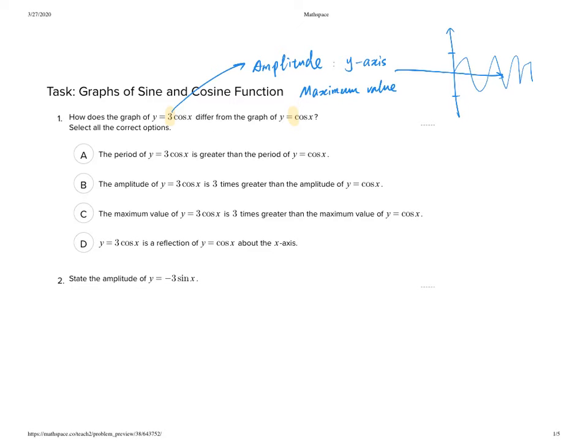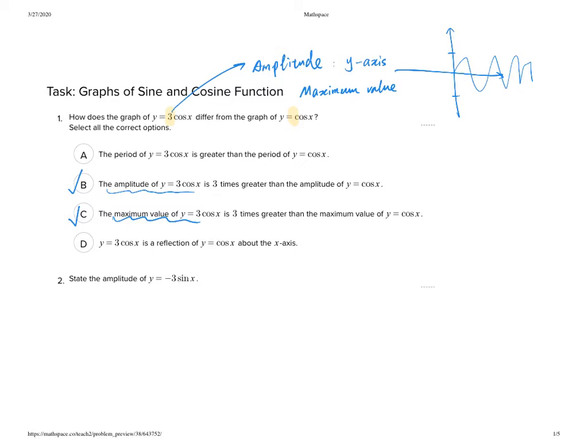After that knowledge, what is your choice here? Make sure we're talking about amplitude. 3 times greater than the amplitude of y equals cosine x. So that's your answer. And also the maximum value is 3 times greater than the other one. So those two make sense.